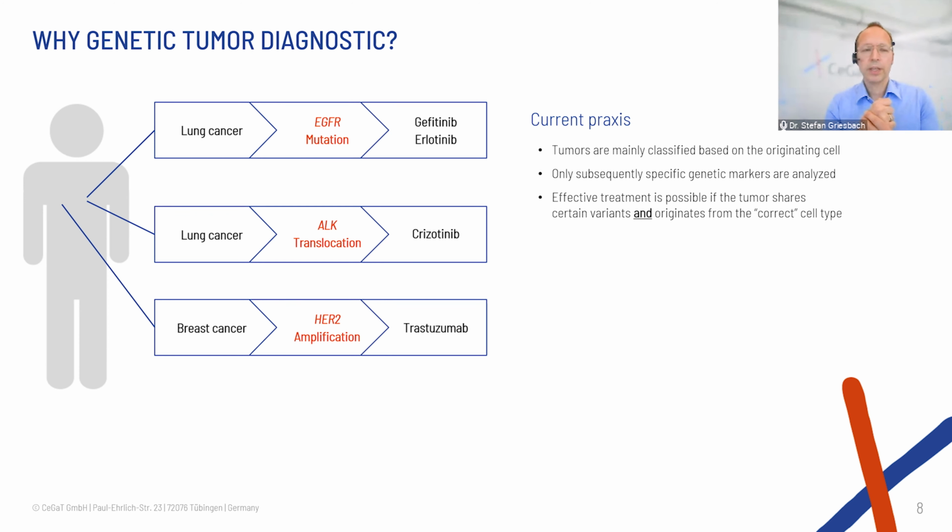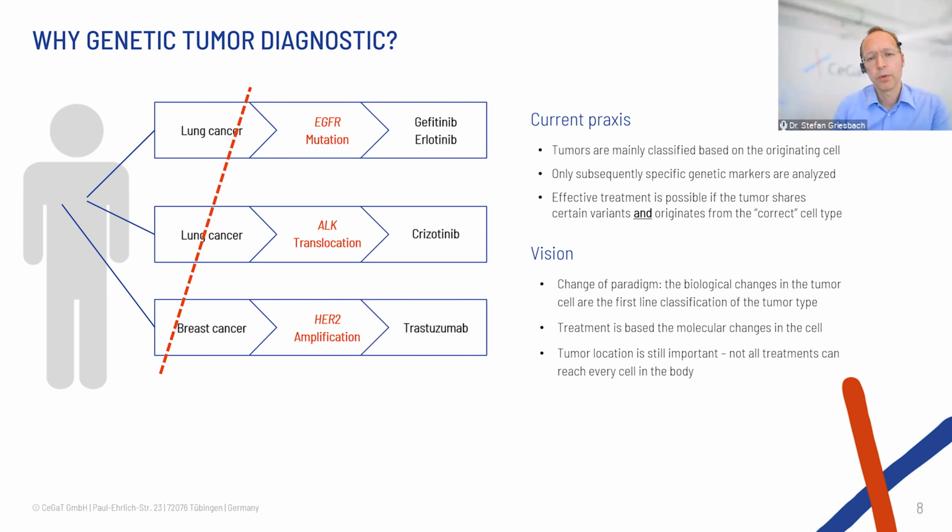So why genetic tumor diagnostics? What do we see? Generally, it is done today, but most of the time very limited. For example, when we have a lung cancer patient, we look for EGFR mutations. If they happen to have that, we have a dedicated treatment for that. We also look for ALK translocations. If a patient has that ALK translocation in the tumor, we have a dedicated treatment for that, or in breast cancer HER2 amplifications, and so on. Still, we're starting off with what cell the tumor originated from, and not what the molecular diagnostics are. They come in the second line.